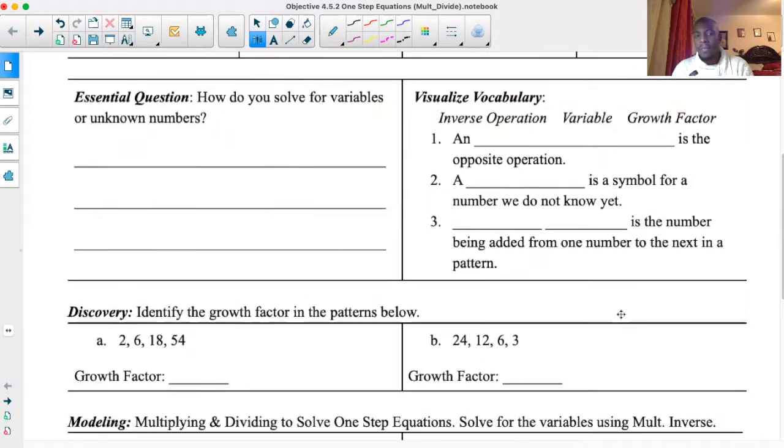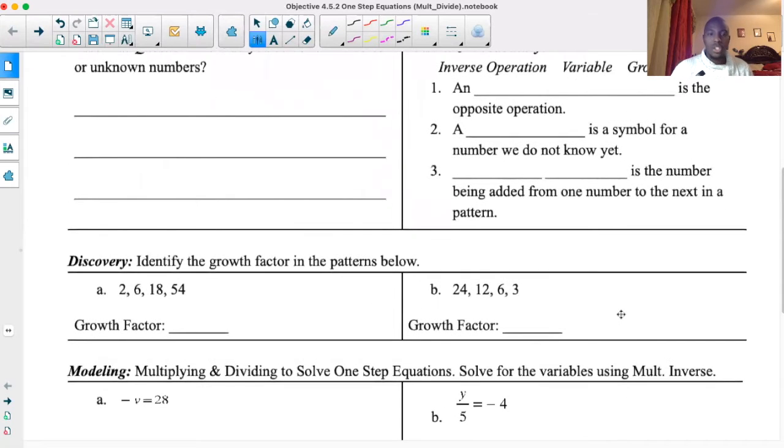So for example, if you look at discovery, I want to ask you this. Given these 2 patterns, what is the growth factor here? So when you look at A, you have 2 goes to 6, goes to 18, goes to 54. What is the growth factor?